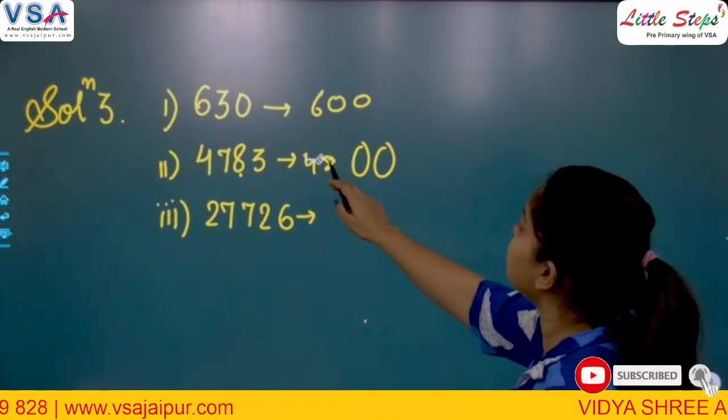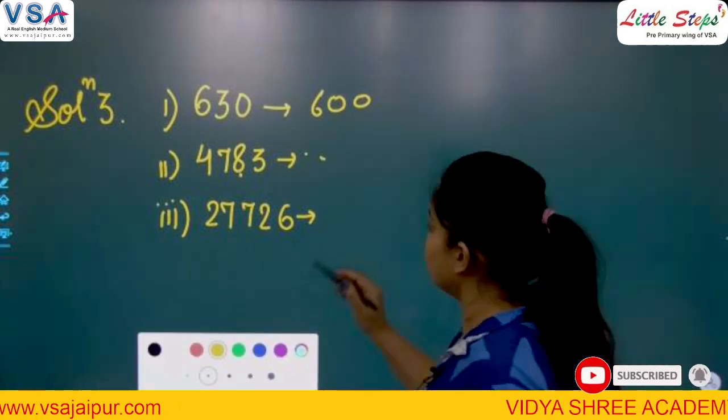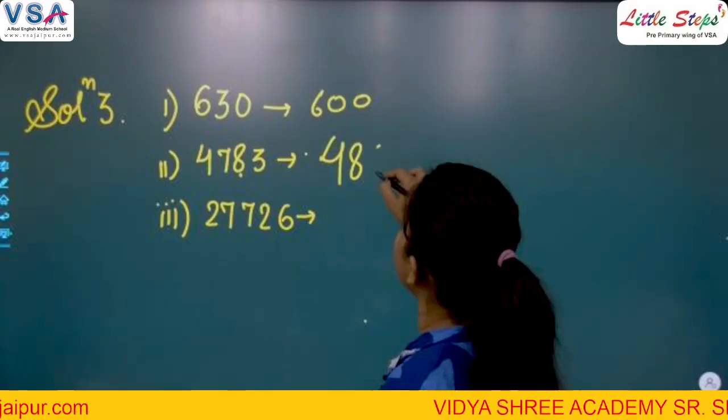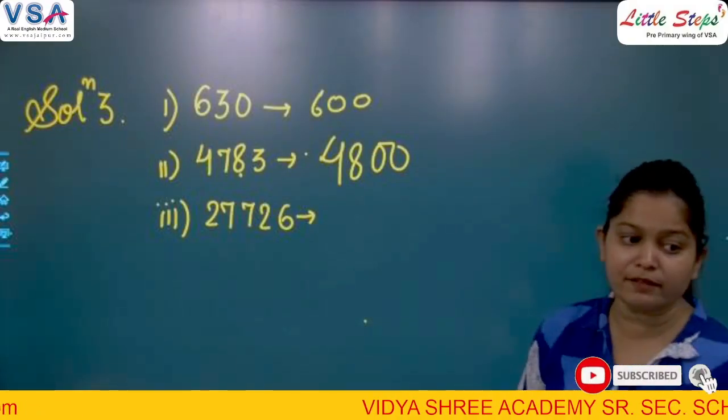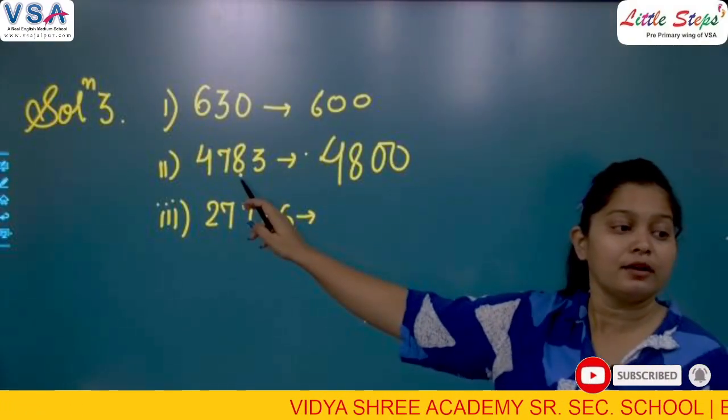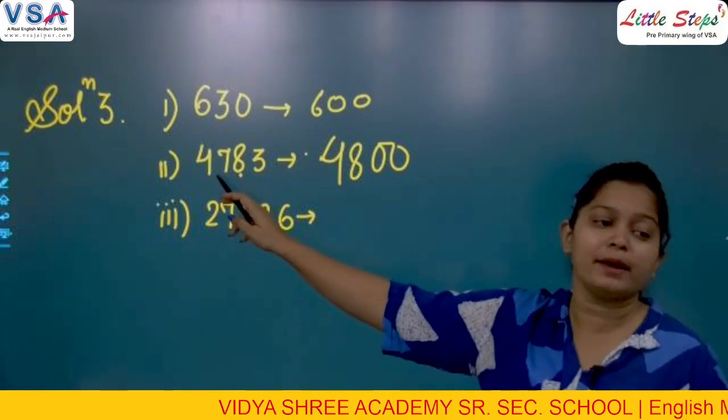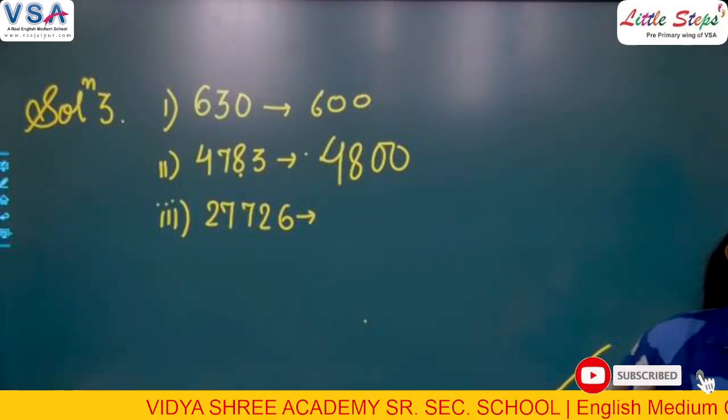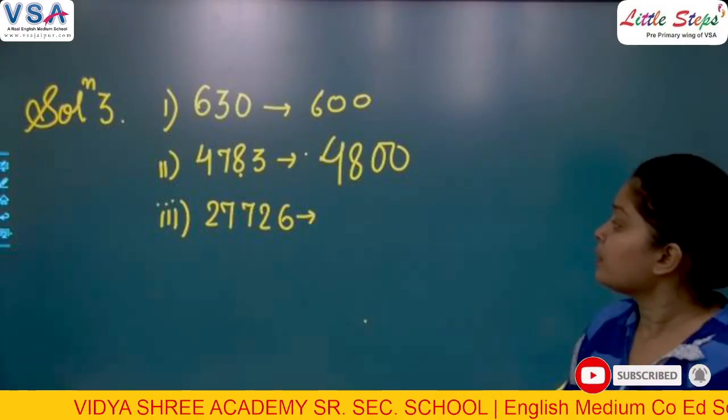4,800. Let me write clearly. 4,800. It is clear to each and everyone. 8 is the bigger number. So what do we have to do? We will make 47 to 48, plus 1. Yes. Moving on to the next part.